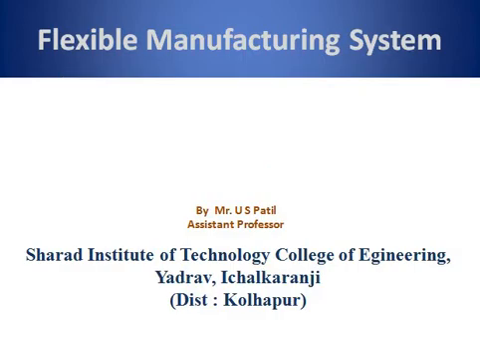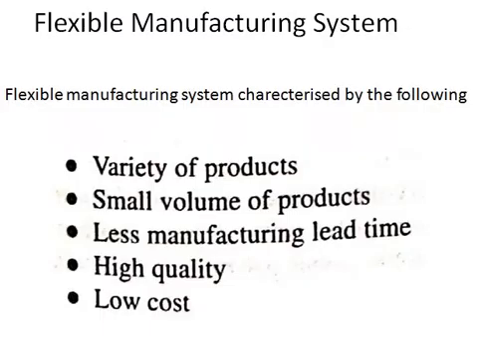If you see, a flexible manufacturing system consists of a group of programmable production machines interconnected by means of an automated material handling and storage system and controlled by an integrated computer system to produce a variety of parts at non-uniform production rates, batch sizes, and quantities. A flexible manufacturing system is characterized by some following properties: a variety of products, small volumes of products, less manufacturing lead time, and high quality and low cost.